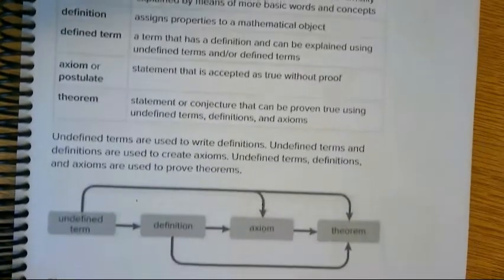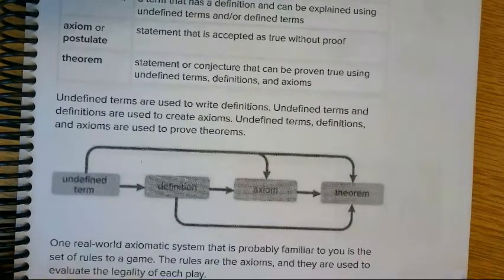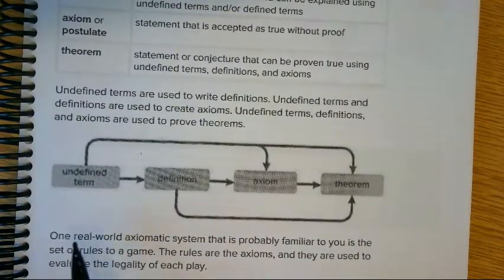One example of an axiomatic system would be the rules to a game. If you were playing Monopoly, the rules of how to play Monopoly, what's allowed, what's not allowed, that would be an example of that kind of system.